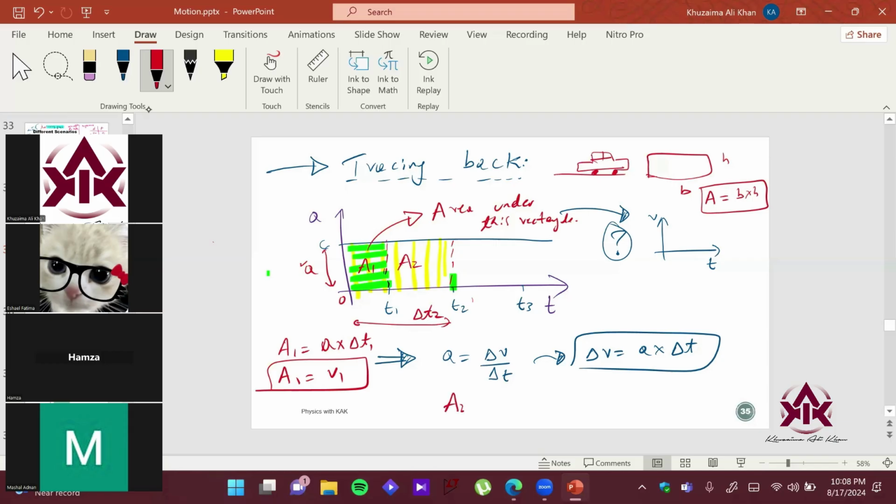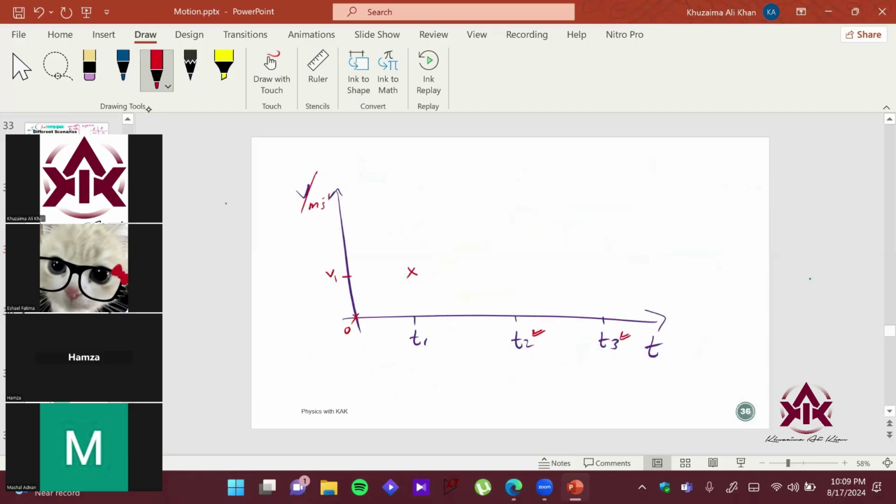So what is area 2? Again, it's another triangle with breadth of delta t2 and height of a, right? How would you find the area under this curve? That is again a times delta t2, and this would give you again a constant value. आपका एक constant answer आएगा, number आएगा, that is going to be your velocity, ठीक है? And again now you will go to your graph, you will plot it out over here like this, ठीक है? It's coming out to be v2, ठीक है? Let's say this is your v2.